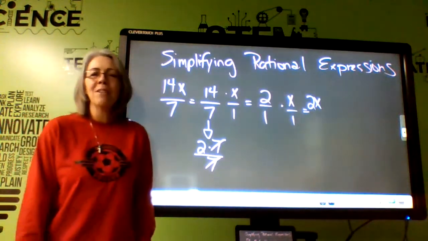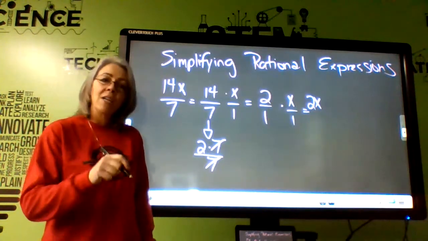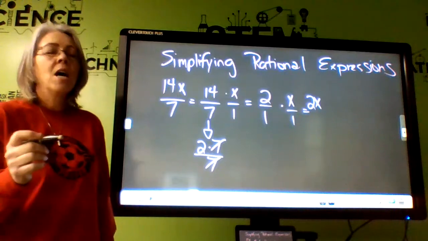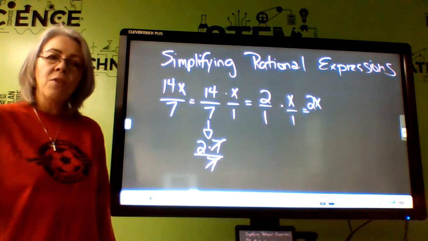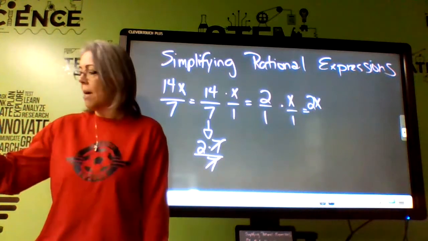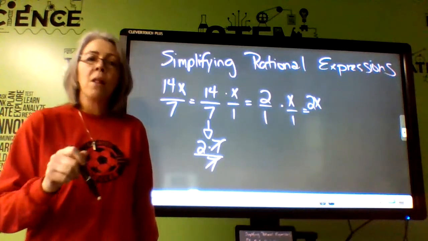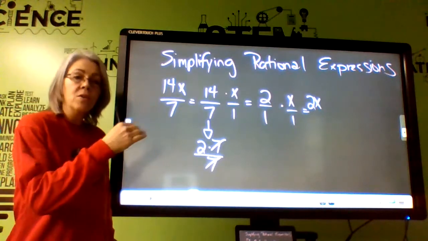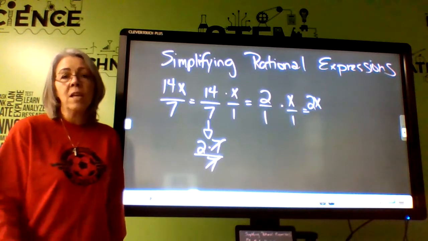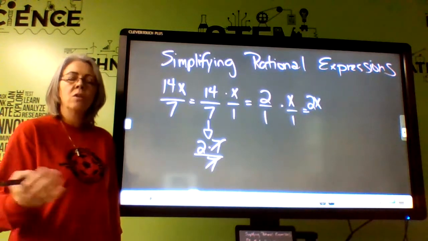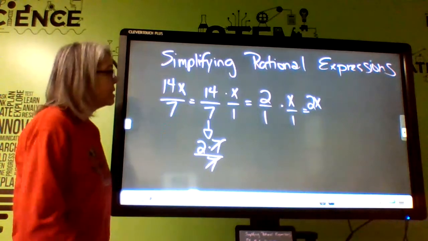Okay, so simplifying rational expressions. What we're doing here is taking rational numbers, which we know are defined as numbers that can be written as a fraction with a numerator and a denominator. And because we have been dealing with polynomials, when you have polynomials that are written as fractions, they are rational expressions instead of just rational numbers. So that's what we're working on right now, and simplifying them.